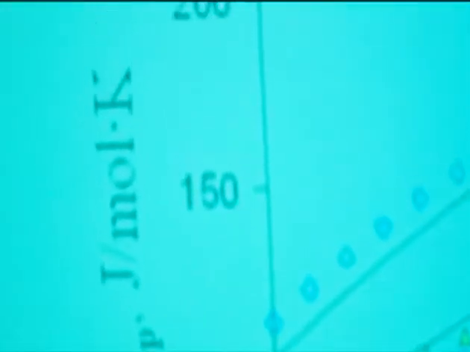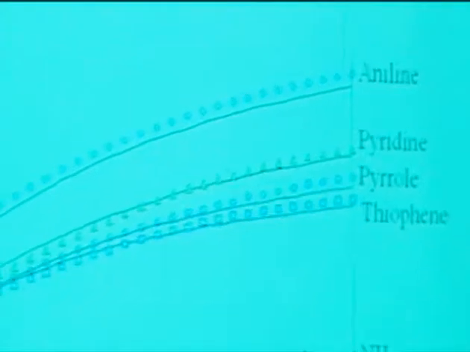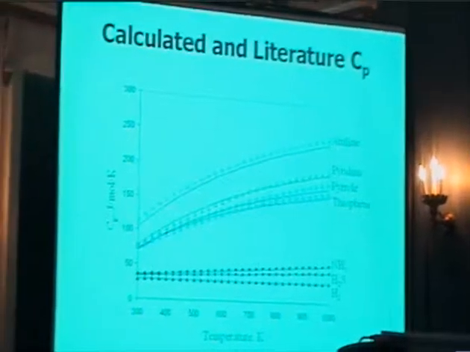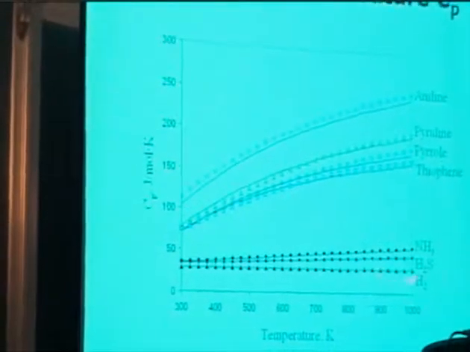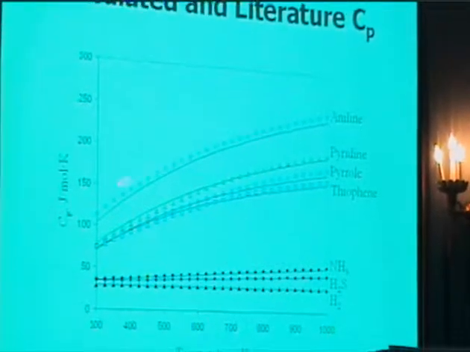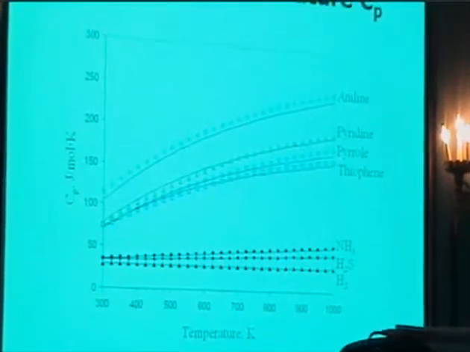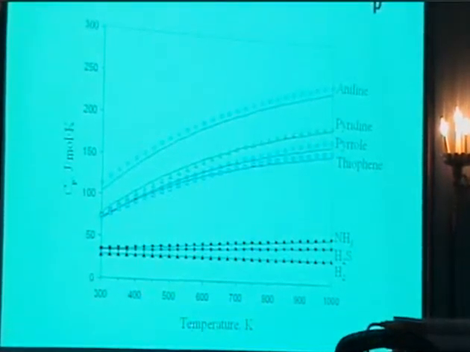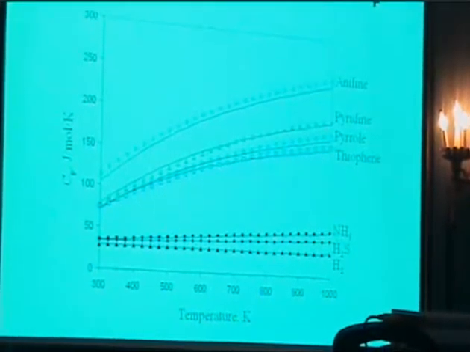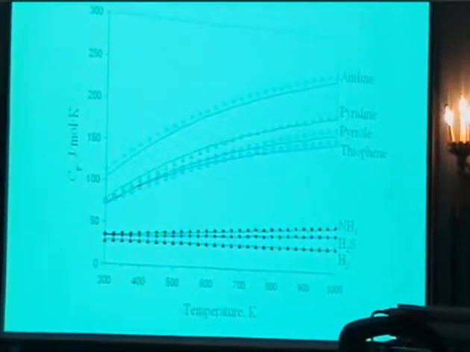This presents heat capacities on the y-axis as a function of temperature for the molecules of interest. And what you can see is that over a broad temperature range, our calculated heat capacities agree very well with experimental data. Certainly for the lighter compounds, we get better agreement. For aniline, we have, I guess, the largest error in terms of heat capacities, but even the largest error is only about 4% of the value. So we can calculate with reasonable accuracy the heat capacities for these different molecules.